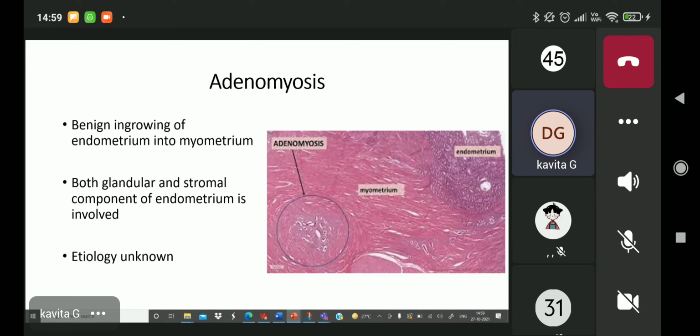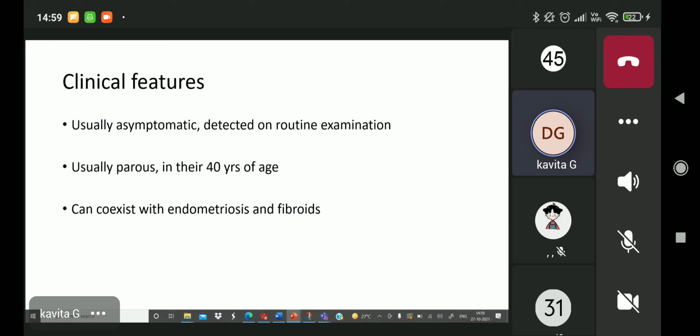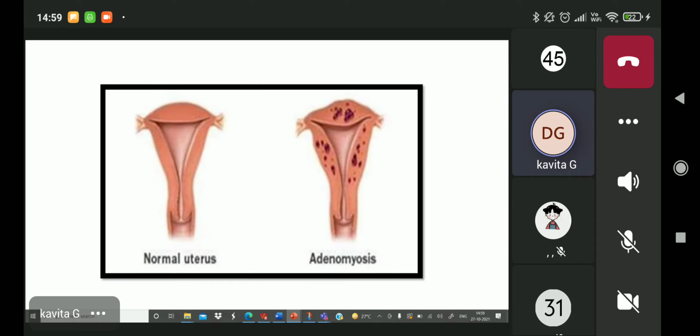So over here, exactly the same. This is an adenomyotic focus. You can see glands and you can see stroma. Etiology unknown, but by now many scientists have come up with many theories. I'll just tell you them. The patient is usually asymptomatic. Generally, adenomyosis is an incidental detection. The female may have her uterus removed for some other condition, and then you see foci of adenomyosis. Parous females around 40 years of age, it can jolly well coexist with endometriosis as well as fibroids.